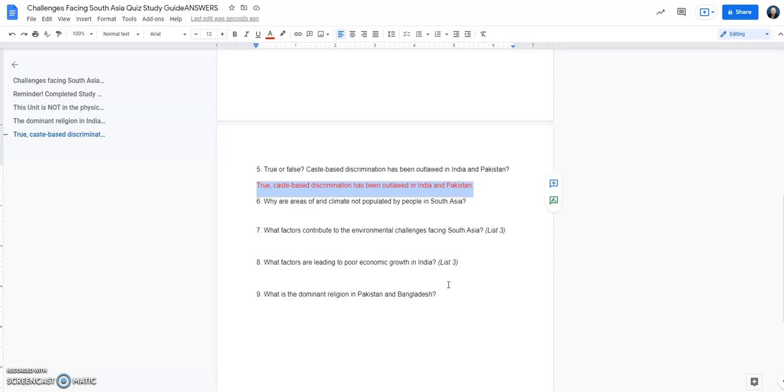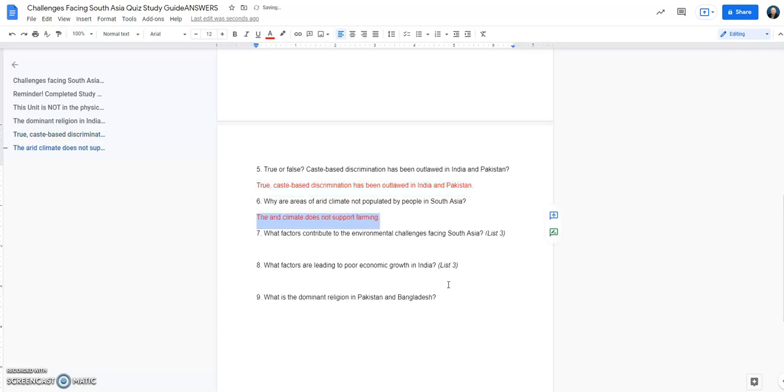Question number 6. Why are areas of arid climate not populated by people in South Asia? For this one, you need to know what an arid climate is. An arid climate is basically a climate that cannot support farming, right? So an arid climate is dry, it's hot, there's very little rainfall. So yeah, when you have an area like that, where the ground is dry, there's not nutrients in it, there's very little rainfall, not a lot of water, it really can't support farming. And if you can't support farming, you can't support life, right? People aren't going to live there if they can't eat there, right? If they can't grow food there. So arid climates mean that not a lot of people live in those areas.